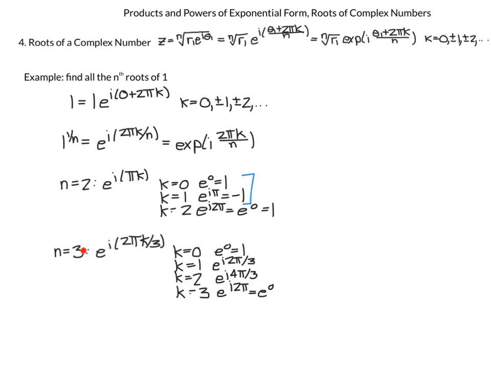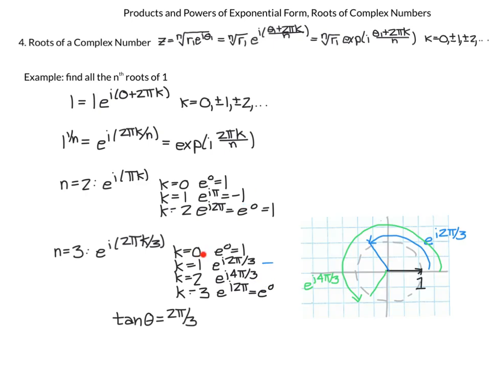When n is equal to 3, we're looking for the cube roots of 1, and we have e to the I 2 pi k over 3. So when k is equal to 0, again we have e to the I 0, e to the 0, which is 1. When k is equal to 1, we have e to the I 2 pi over 3. When k is equal to 2, we have e to the I 4 pi over 3. And when k is equal to 3, we loop back around. So we have these 3 roots.